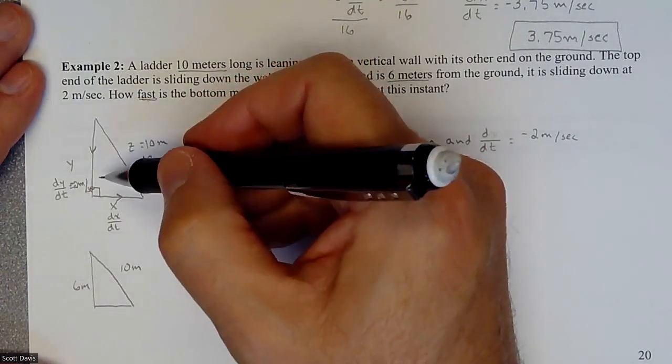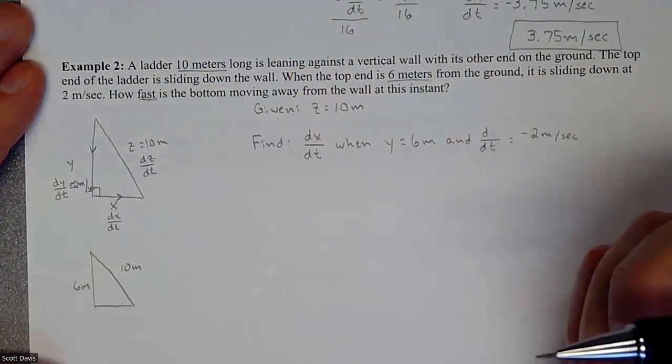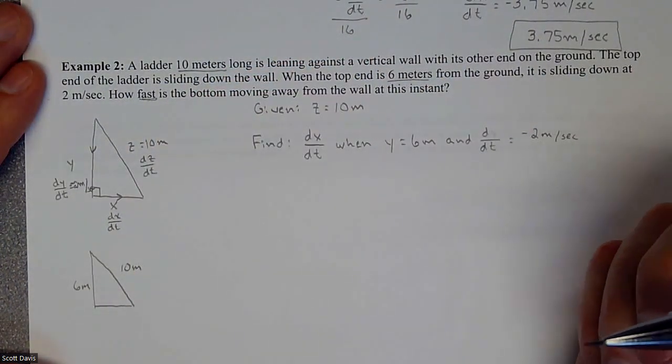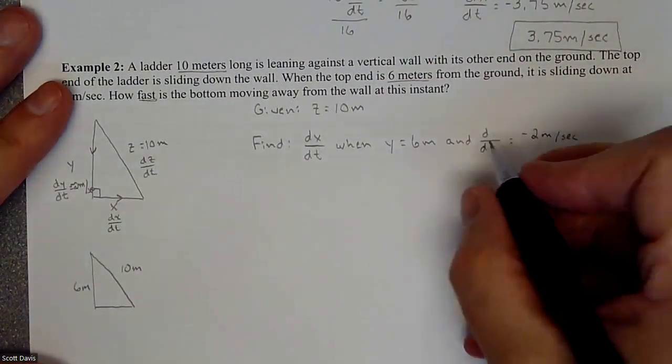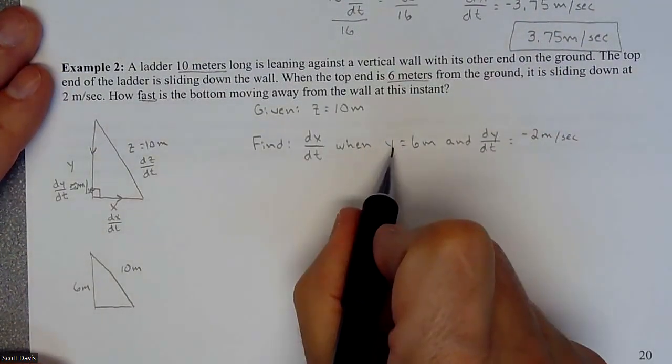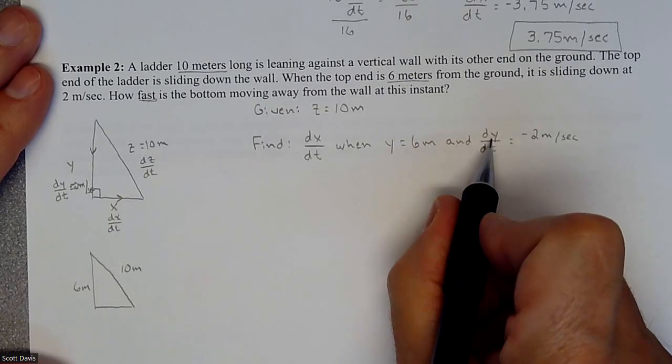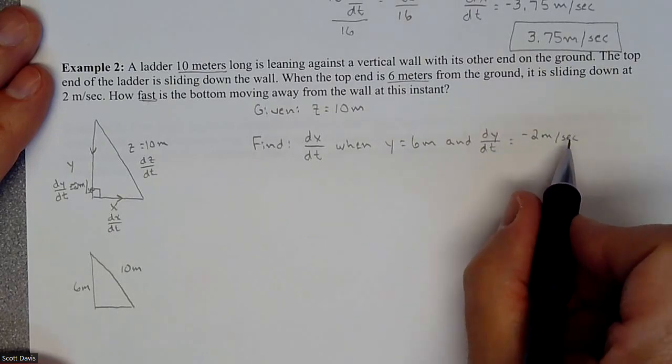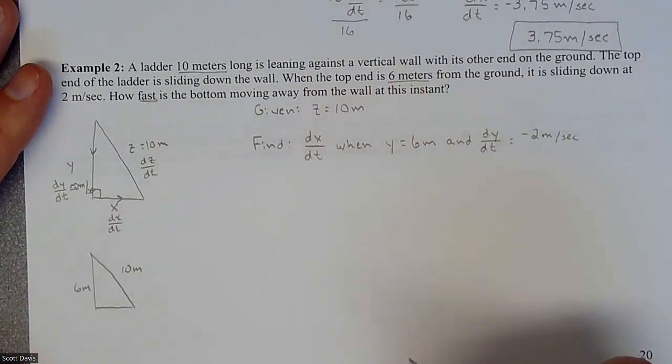So if I have a shrinking distance, that means my rate is going to be negative, right? So it just kind of depends if we're growing or shrinking. All right, so we have a y value of 6, and the rate at which the y value is changing is negative 2 meters per second. So what I need is an equation.